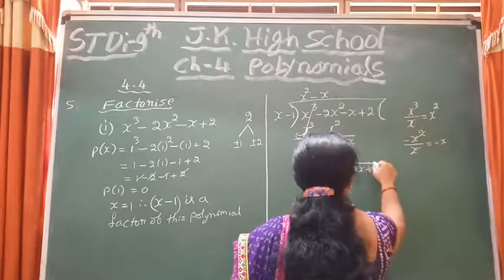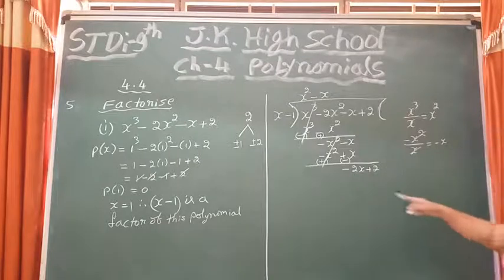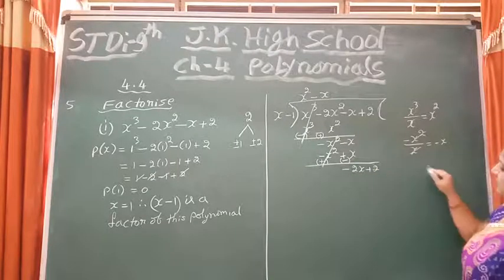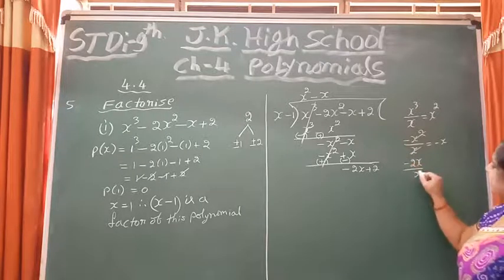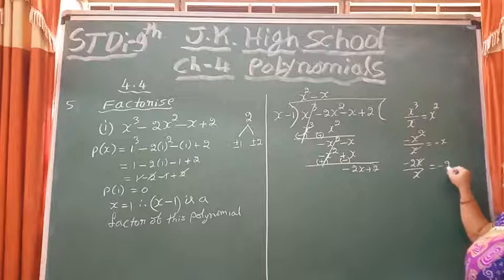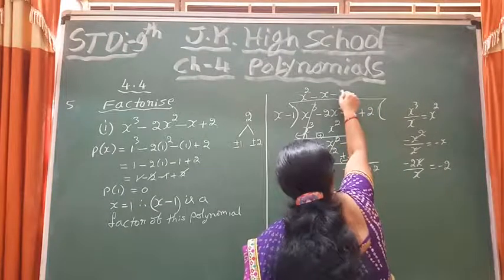Minus x minus 2x, and take one term down, plus 2. Divide this once again by x minus 1. The first term, minus 2x, you divide by the first term of the divisor, x. X will get cancelled. Minus 2 is the quotient. You write minus 2 here.